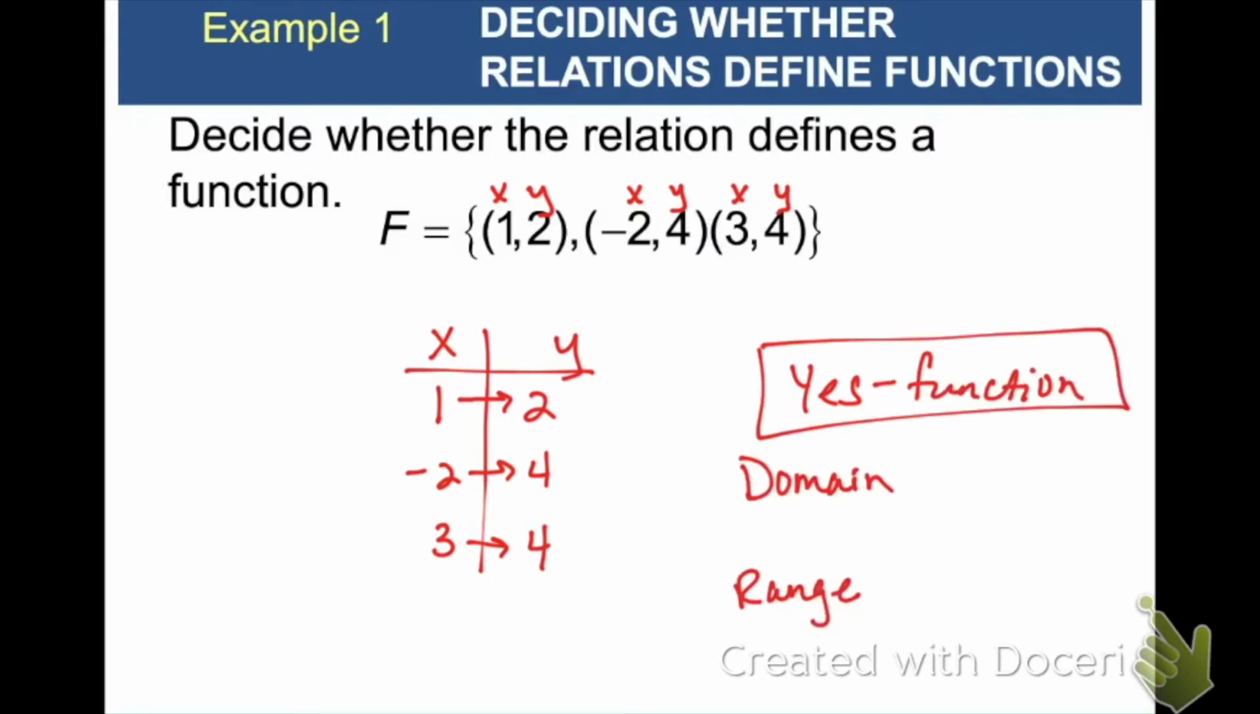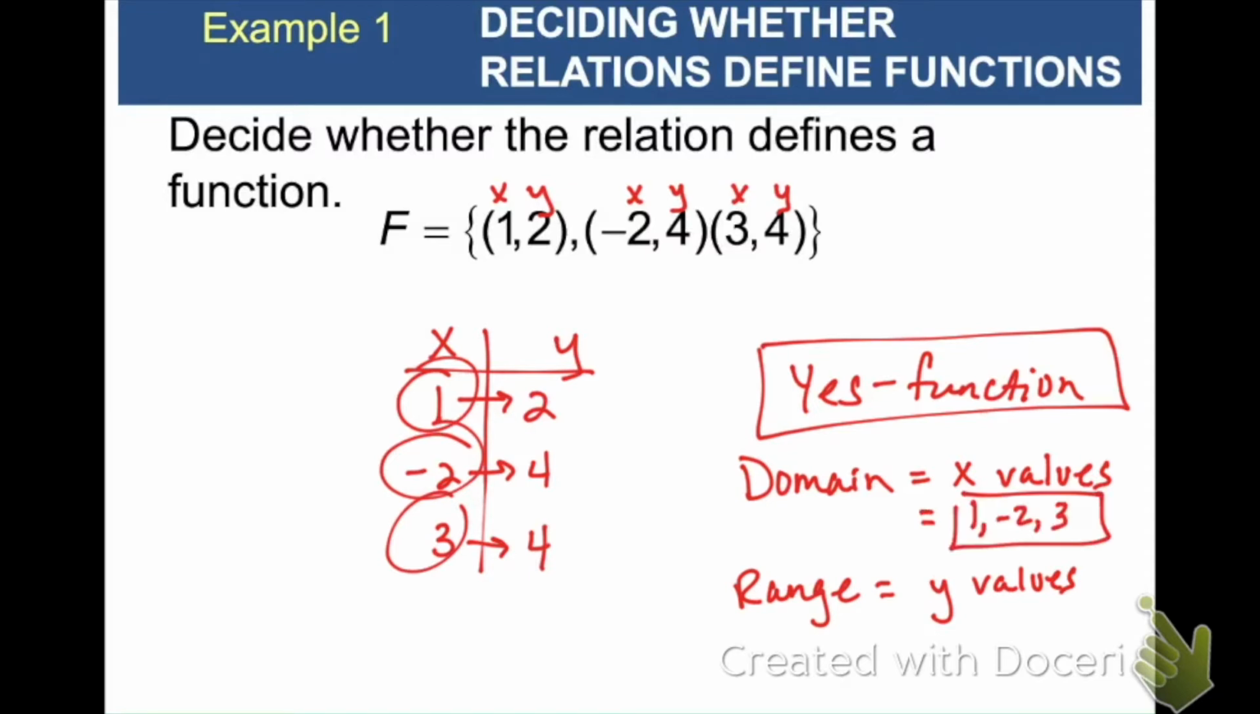They will also ask you in your homework for the domain and range. And domain is going to be all of your x values, and the range is going to be all your y values. So if I look at this function right here, my x values are 1, -2, and 3. I just list those for my domain. And my y values are going to be 2, 4, and you don't have to repeat yourself, so just 2 and 4.